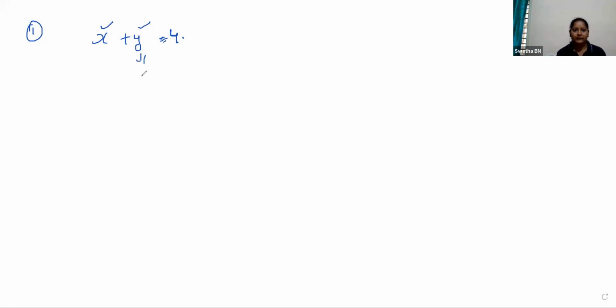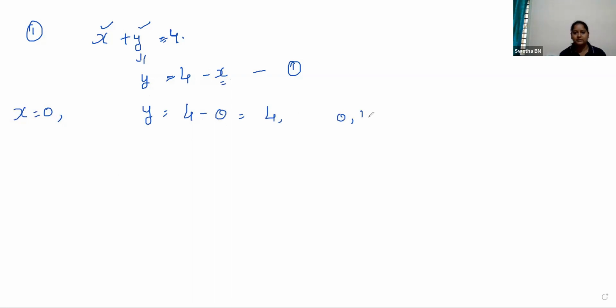Now keep y as it is here because we are giving the values for x. So take this x to the right hand side. It becomes minus x. Call this equation number 1. Go on giving the values for x, children. Let x is equal to 0. Why are we doing this? To get the points. y is equal to 4 minus, substitute 0 in place of x. So what is your answer? 4. When x is 0, y is 4.